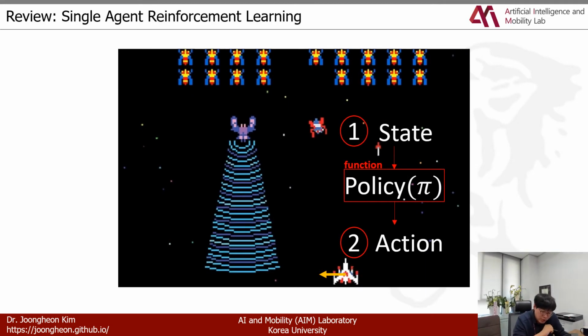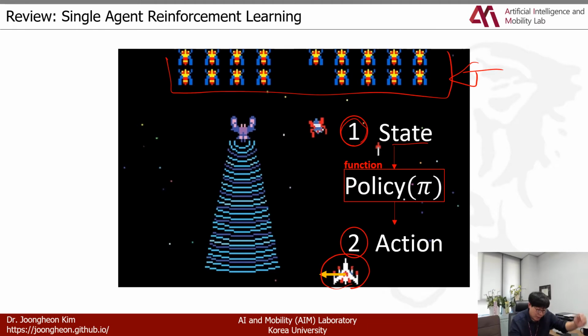So here, this is the game we are talking about. First of all, we have our given state. Based on the given state, we have to make an action. Here we have a lot of enemies at the top, and we have our agent at the bottom. We want to make a play, and then make a movement with our given agent.